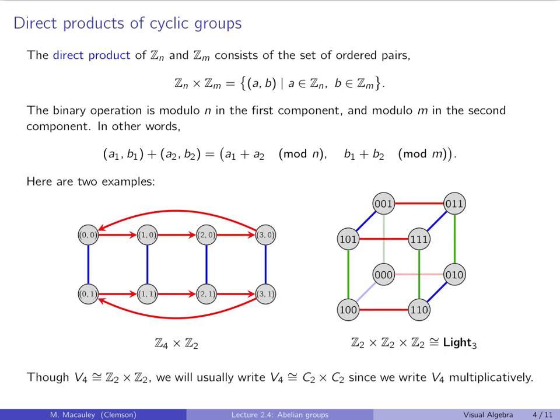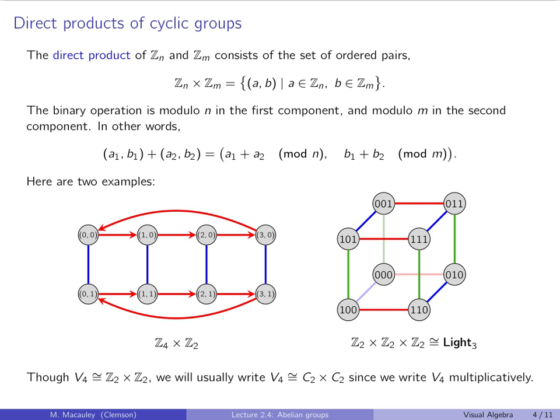Here are two examples. At left we have Z4 cross Z2. As you see Z4, we don't usually arrange it this way, but if we do, we get the Cayley graph, which is rectangular or kind of boxy. And here we have Z2 cross Z2 cross Z2, which we've seen before. As we saw in the early parts of chapter 1, I called this the 3 light switch group, and I'm suppressing the commas and the parentheses. And addition is just component-wise mod 2.